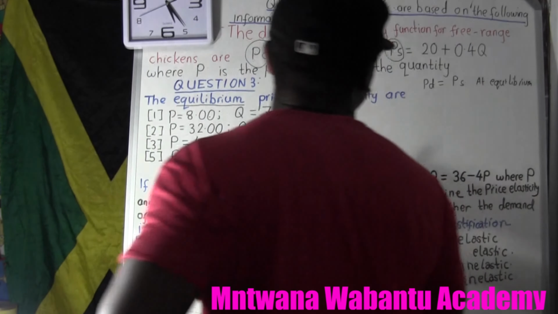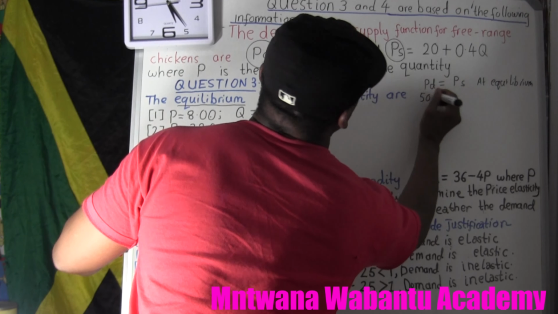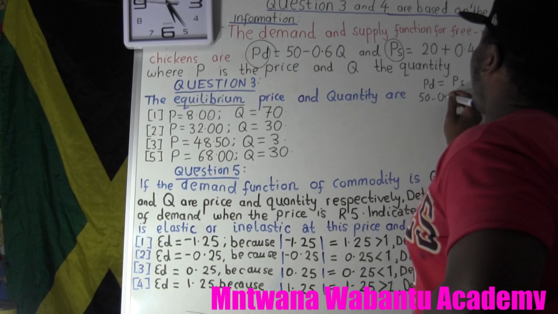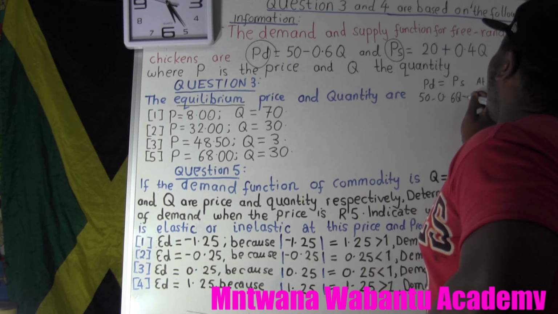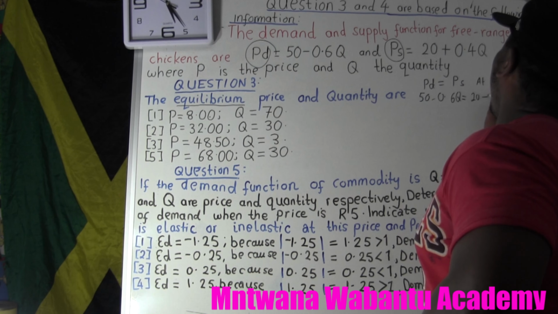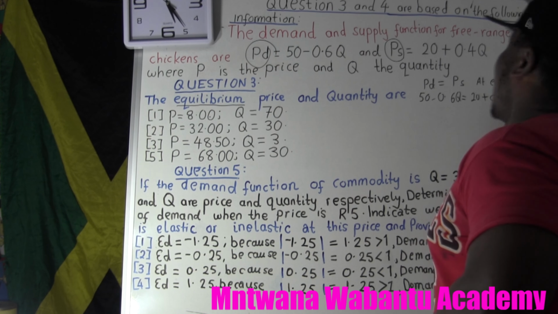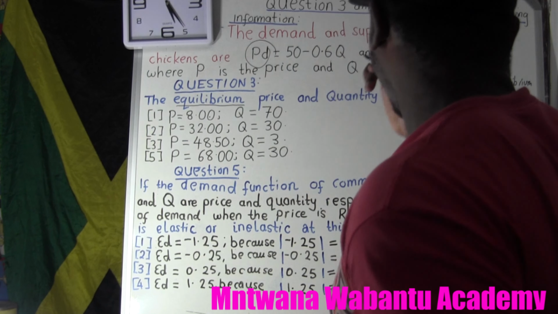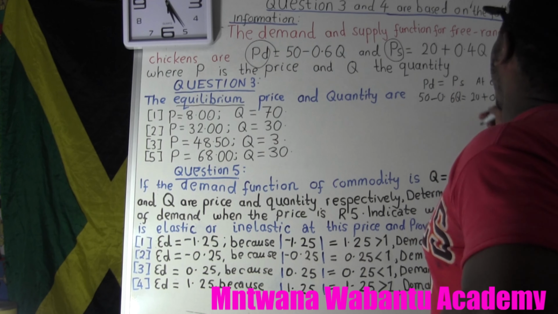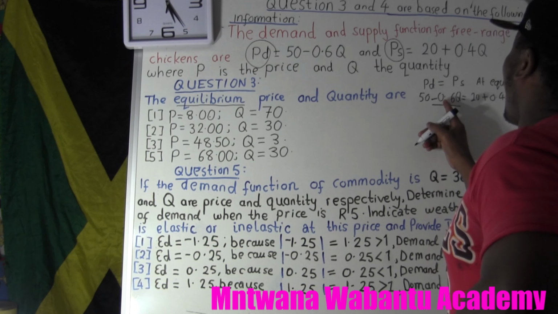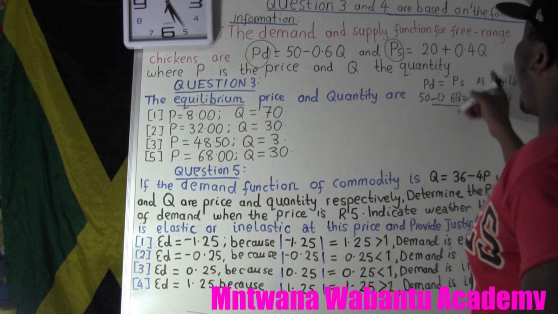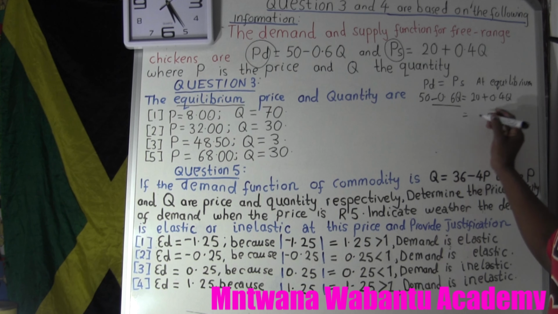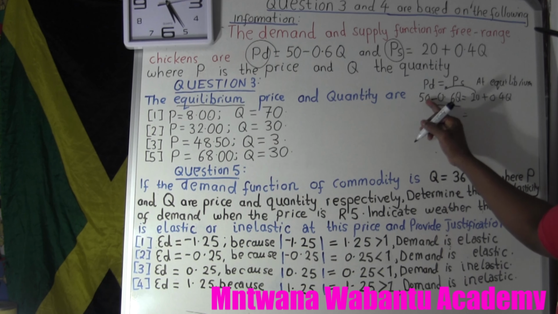So let's just equate. This is going to be 50 minus 0.6Q equal to 20 plus 0.4Q. Now 0.6Q is going to go over. Remember, when you pass over the equal sign, it becomes the opposite sign. On the right-hand side, let's take this 20 to this side. Numbers have to go to the numbers.